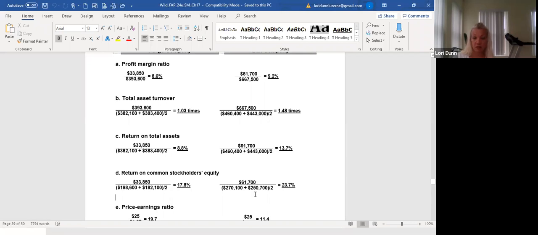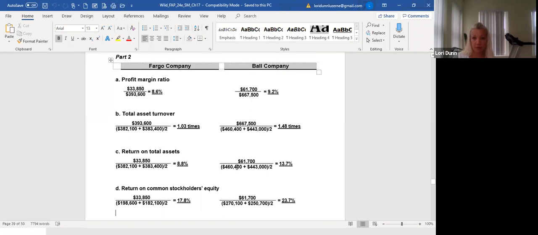So we can see here, Ball Company uses the money from their stockholders to provide a profit much better than Fargo does. Fargo only generates them a 17.8% return on their investment. Ball Company, 23.7. Questions?